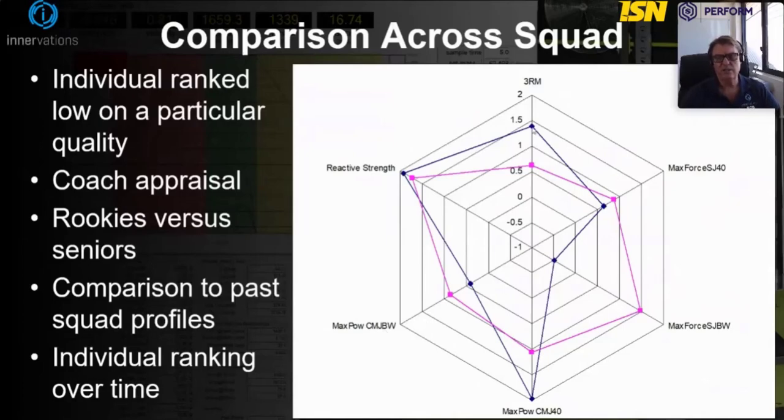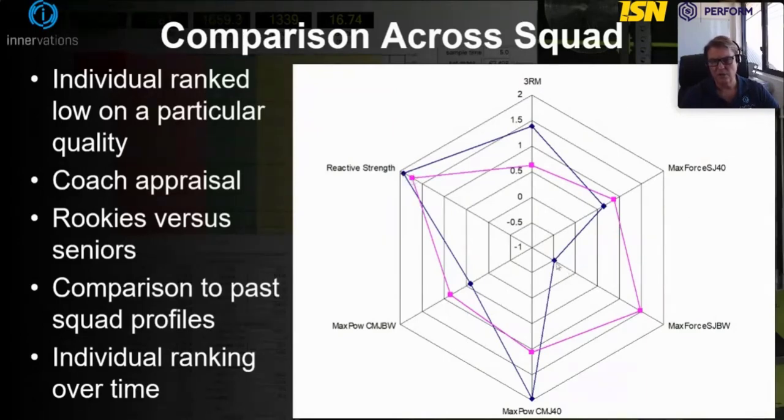A Z-score is how many standard deviations away from the average the particular athlete's score is. So we see that 0 here is the actual average for the squad. If they were exactly on this line here, then they would be dead average. But for this particular athlete, we can see that they're well above in certain components. Reactive strength, for example, is 2 standard deviations above the average. So statistically, they're in the top 99% of the athletes in that particular squad.